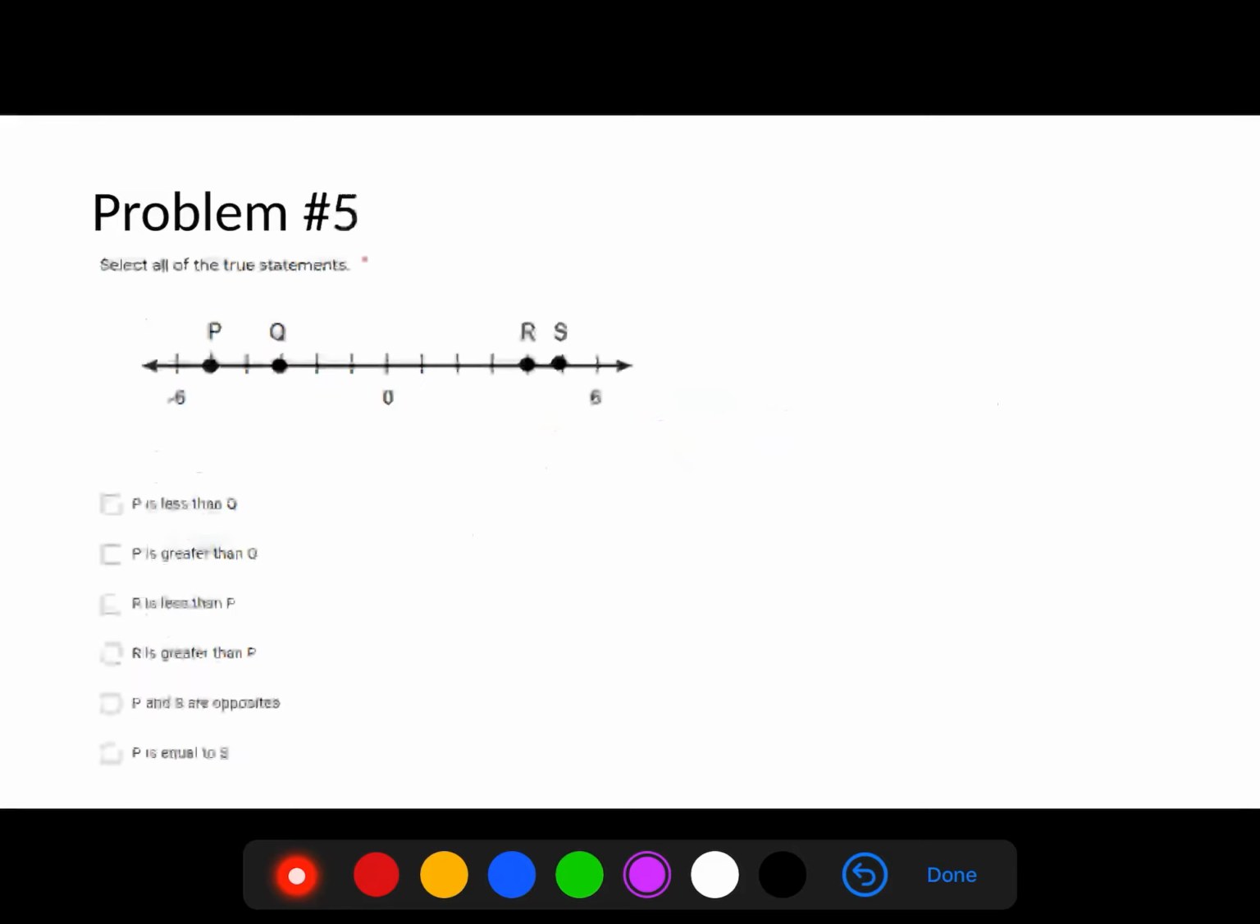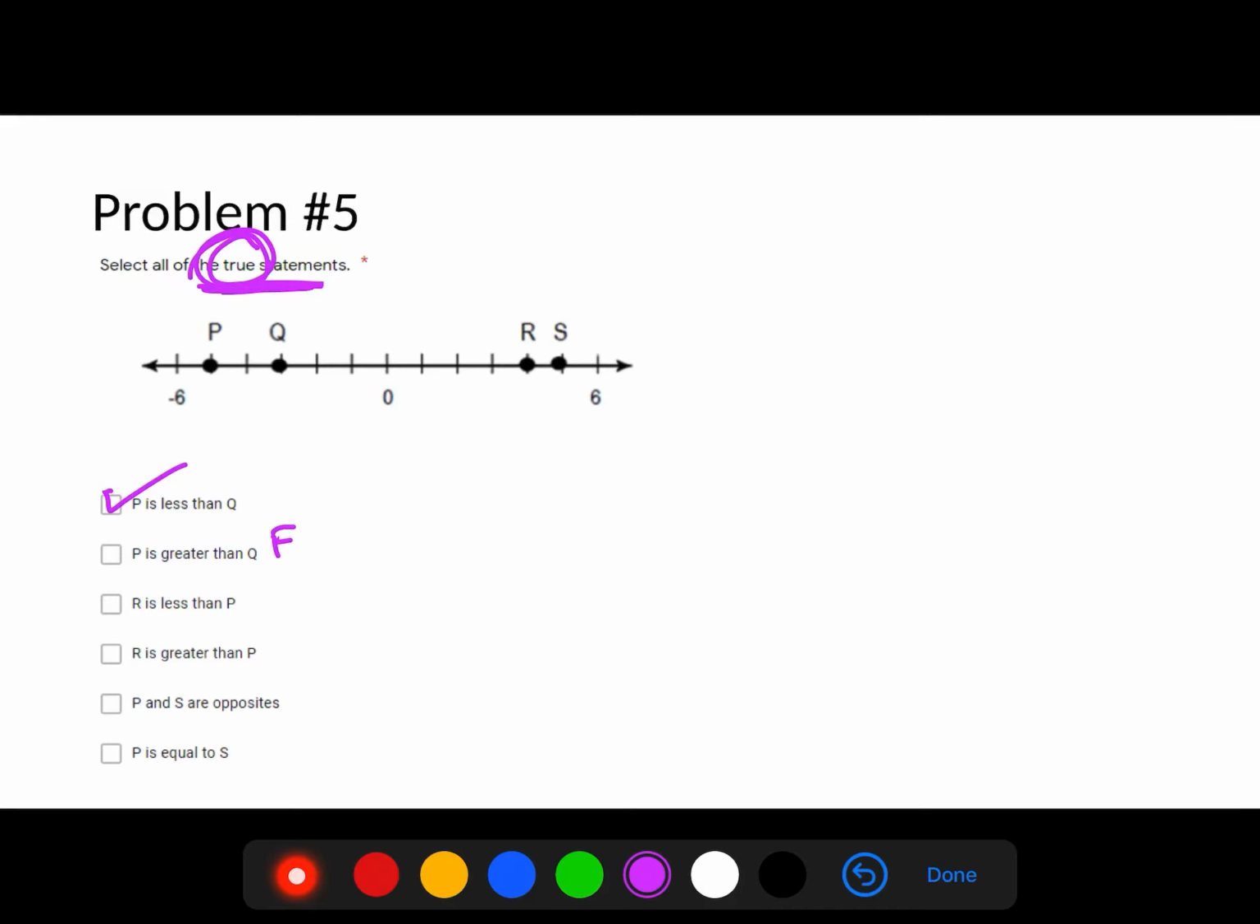For number 5, select all true statements. If you look at the answer choices, it's talking about less than, greater than, those symbols. So it says P is less than Q. So we have to think about, is it to the left or to the right? P is less than Q. Is P to the left of Q? Yes, so that's true. P is greater than Q. No, it's not to the right of it. So this is false.